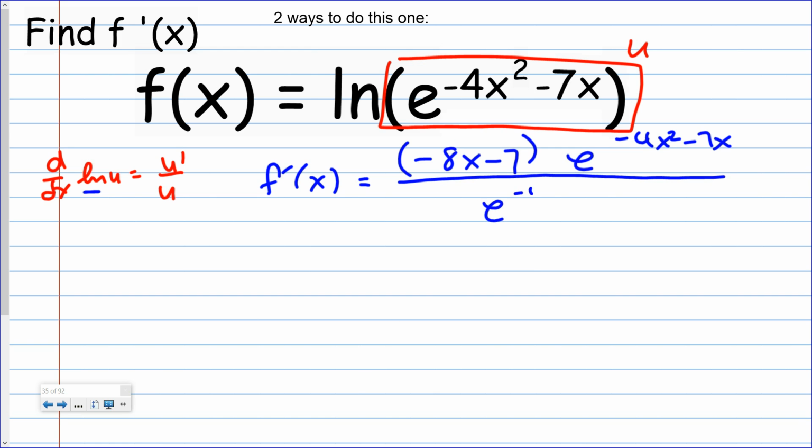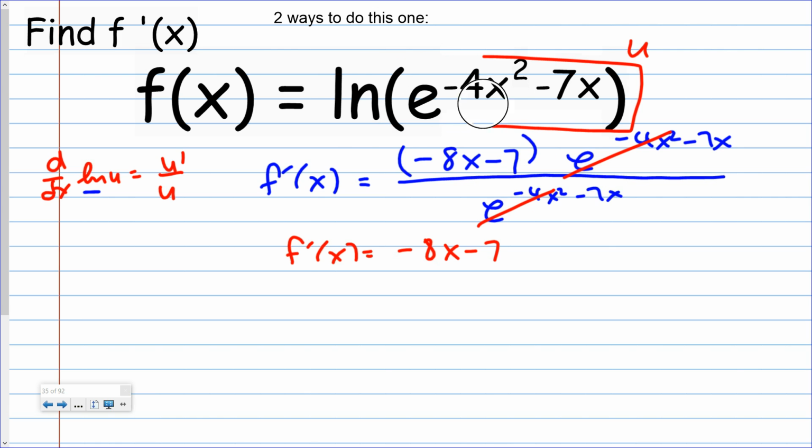Your u is e to the negative 4x squared minus 7x. Do you see what cancels out? Yeah, this whole e thing cancels out. If you use real math, everything's being multiplied together, so these cancel out. So what you get is negative 8x minus 7 is your answer. Anybody see a shortcut on this?